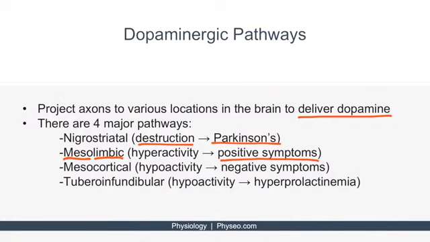And the mesocortical goes from the ventral tegmental area to the prefrontal cortex. When this is hypoactive, you get the negative symptoms associated with schizophrenia. And finally, as we just reviewed in the previous slide, the tuberoinfundibular pathway is responsible for inhibiting the release of prolactin. So when it's hypoactive, you will get hyperprolactinemia. Now, if you can remember these four pathways, their locations, and what happens if they are dysfunctional, as written here, you will do quite well on any question you get regarding these pathways.